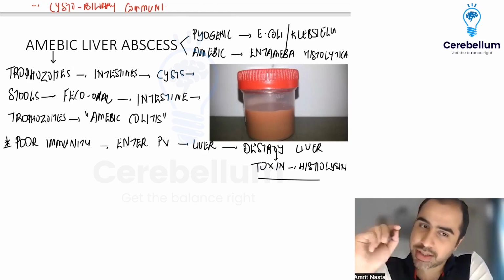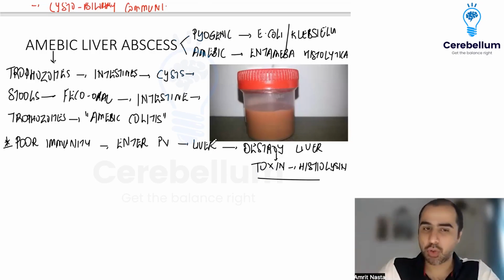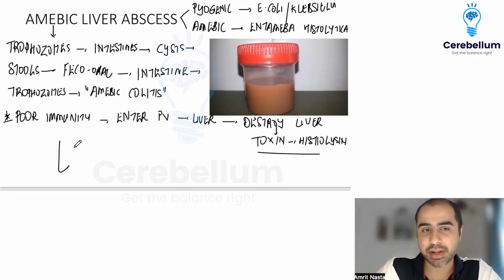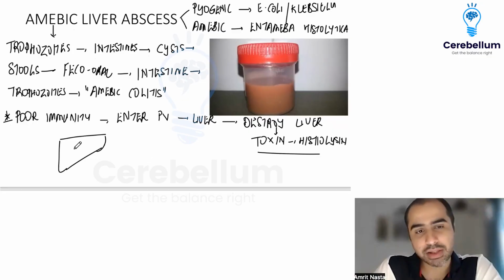This toxin starts destroying the liver slowly. So once the parasite has entered the liver from the intestine, so intestine to portal vein to liver, it will start slowly eating into the liver parenchyma and destroying it, forming a big abscess cavity.